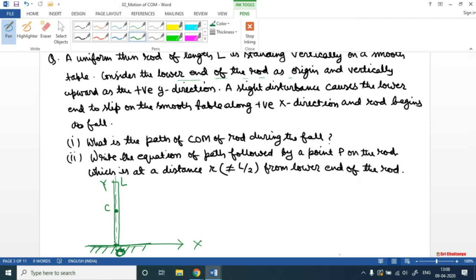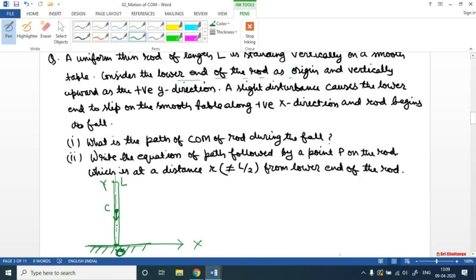Okay, so although the motion of the other points of the rod would be complicated, the motion of the center of mass of the rod would be really easy to predict, since the center of mass is only accelerating vertically downward. It will move in this direction only. Although other particles will move in some complicated direction, the motion of the center of mass would be only in the vertically downward direction.